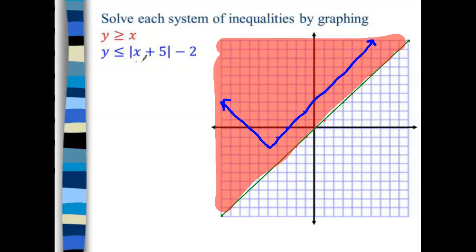The y values are less than, so that means I shade below the absolute value. And again, I'm already bounded by the red equation, so I'm going to stay between the two lines and kind of get that Nike looking swoosh. So my solution set comes between the two graphs.